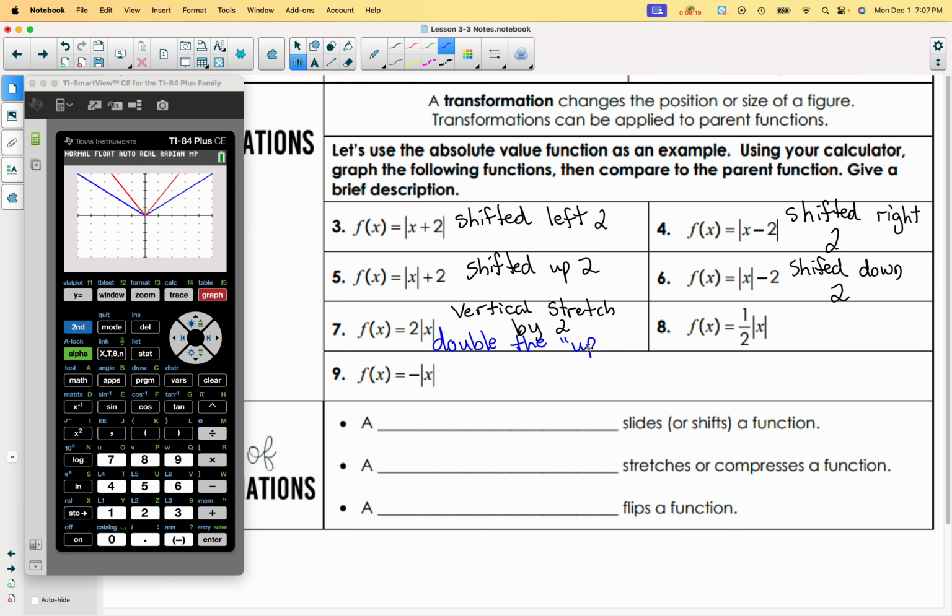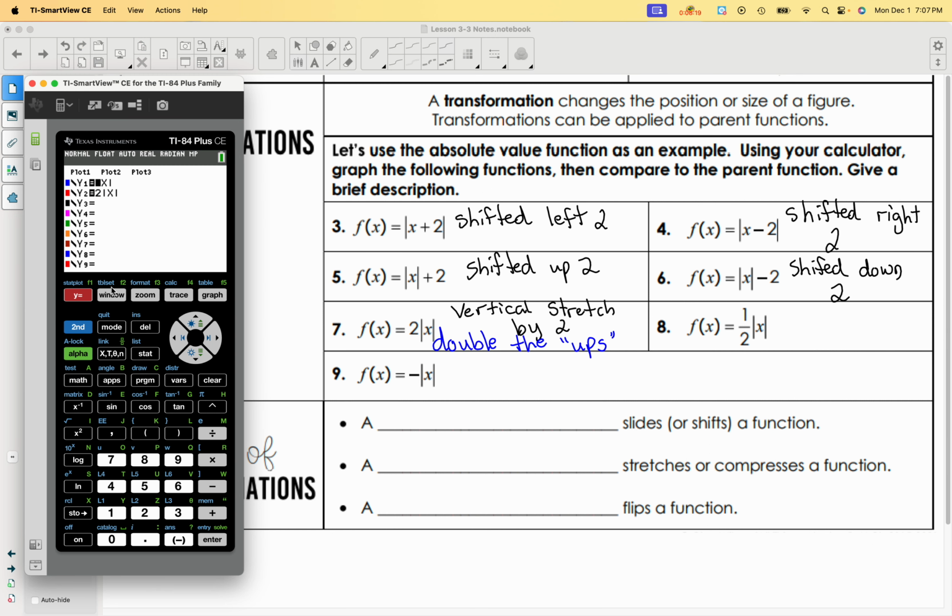But I like to think of it as double the ups. That's not UPS, as in the company, double the ups. So up 2 over 1 instead of up 1 over 1. It's like having a slope of 2, except that it is in both directions to make your V, but it controls the steepness of the V.